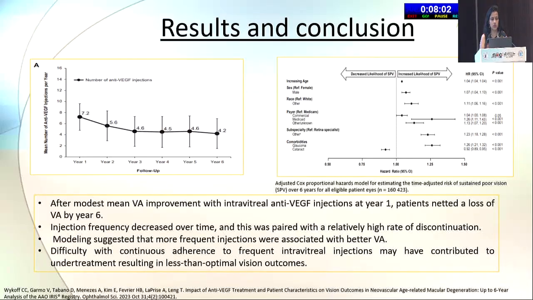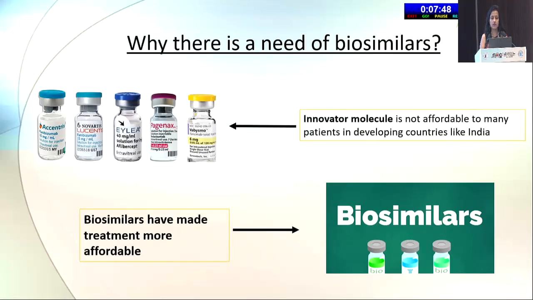optimal visual outcomes. So this is almost a 6-year follow-up, which means that even at the 6th year, we tend to tell the patient by the 3rd or 4th year the number of injections required comes down, but apparently not from this particular study. So why is there a need for biosimilars?